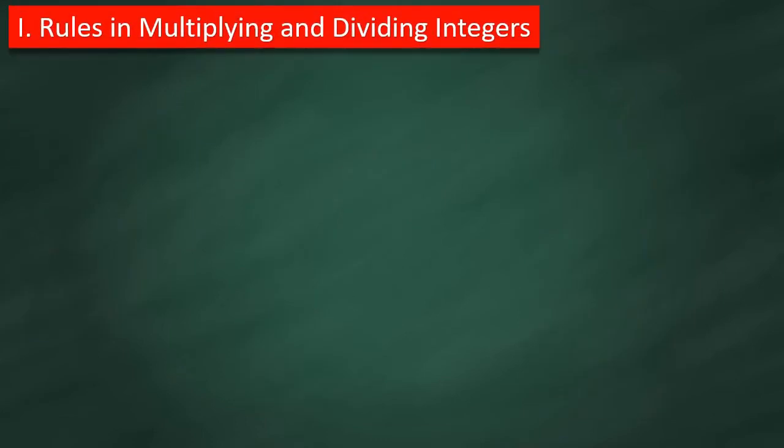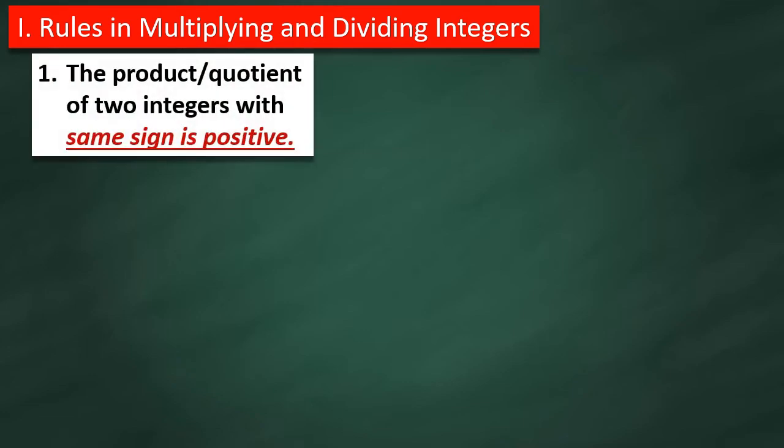Multiplication and division of integers follow the same analogy. The product or quotient of two integers with the same sign will always be positive. Let us check these examples.